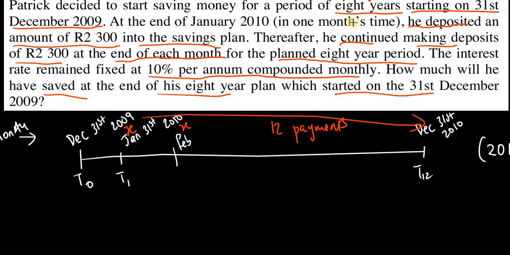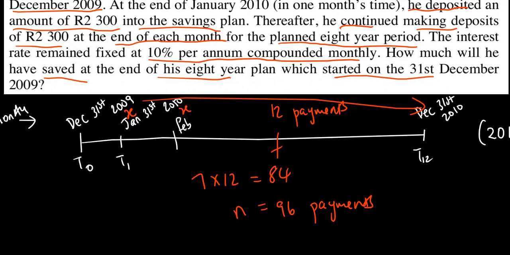How many years are remaining? 7 years. Now in 7 years, how many months do you have? You have 12. So you say 7 times 12, it's gonna be 84. Then when you add these 84 plus the 12, the total will be 96 payments. Okay, so the total would be 96 payments there.